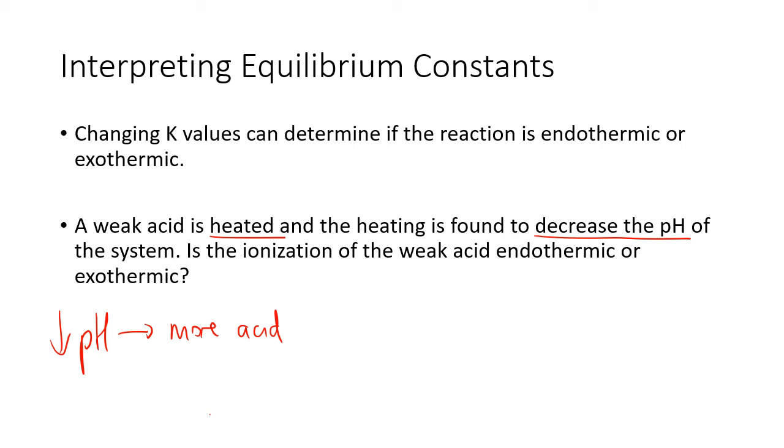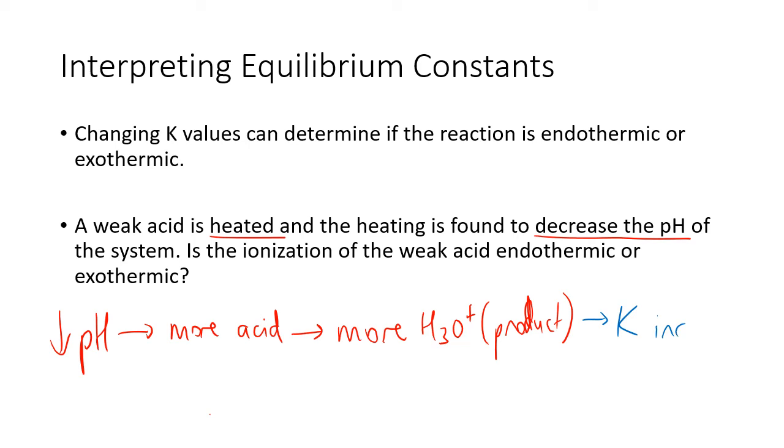Okay? If it's more acid, that means that there's going to be more H3O+, and in general that's a product. Lower pH, more acid, which means there's more H3O+, which is a product in the ionization of weak acids. If there's more product, we know that the K value has gone up. The K value has increased.